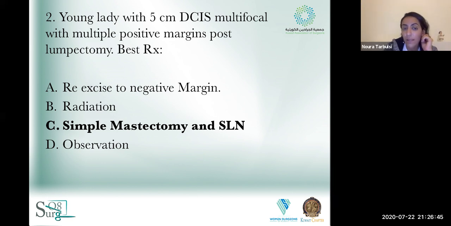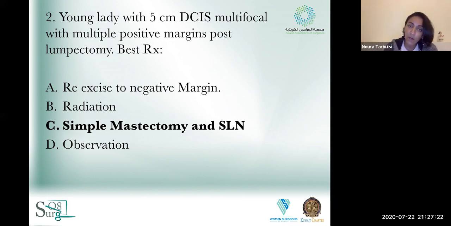Okay, somebody is asking what is a negative and what's a positive margin. When we say margin, it means after the pathological examination of the specimen. I did a lumpectomy, I took the lump out, and then the pathologist will examine the surface of the lump to make sure that wherever I cut, there is no residual disease reaching the margin. If cancer is reaching the margin of the lump, it means I removed the lump with a positive margin, so there is cancer left in the patient.